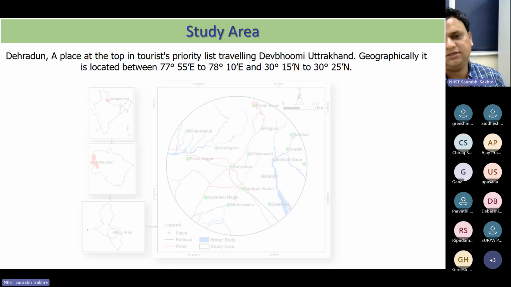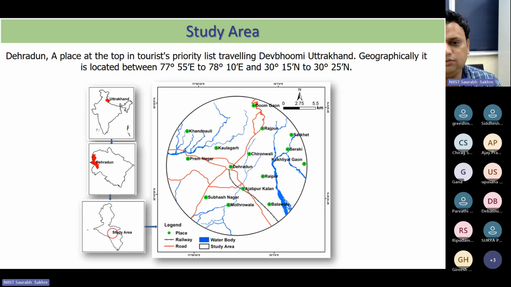Now, first I'll discuss a slide about the study area, Dehradun. Here you can see the center, Dehradun, and we have taken a study area of 2 kilometers from Dehradun. We have shown all the places, rivers, mountains, everything in that. And you can see the circular study area. Okay, this is Dehradun. Of course, Dehradun is also called Devbhumi because a lot of temples are there.